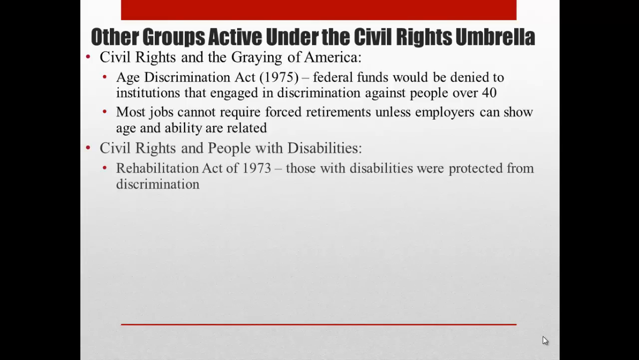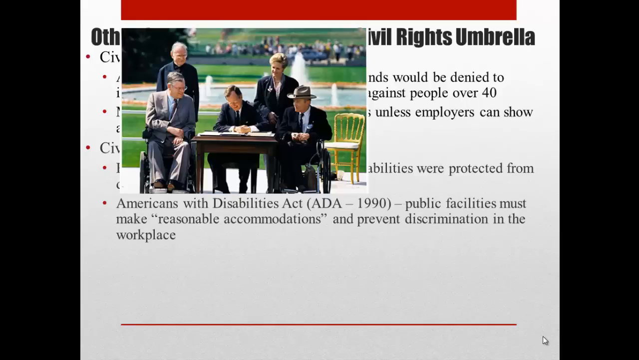When we're talking about people with disabilities, the Rehabilitation Act of 1973 stated that those with disabilities were protected from discrimination. And the number one thing you should think of with people with disabilities is the Americans with Disabilities Act, or the ADA, signed in 1990 by George H.W. Bush, and you see him here. Public facilities must make reasonable accommodations and prevent discrimination in the workplace.